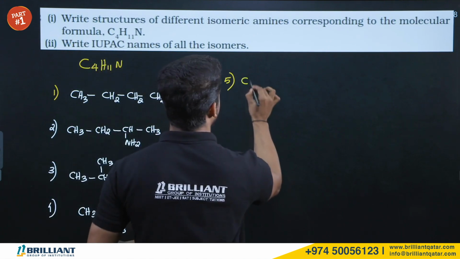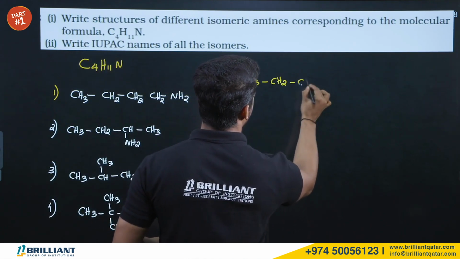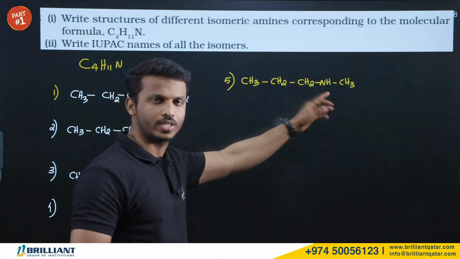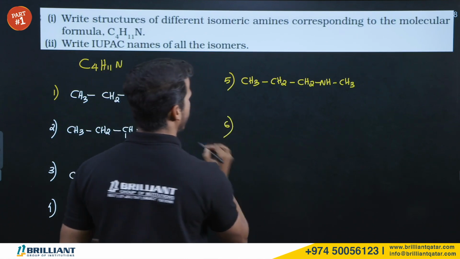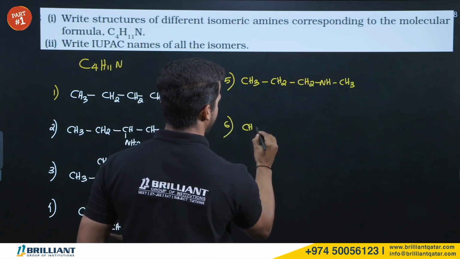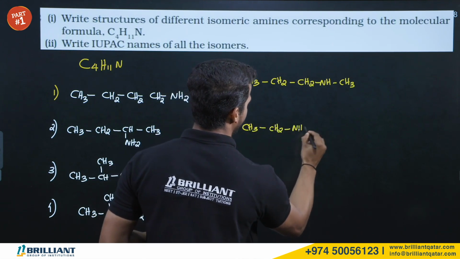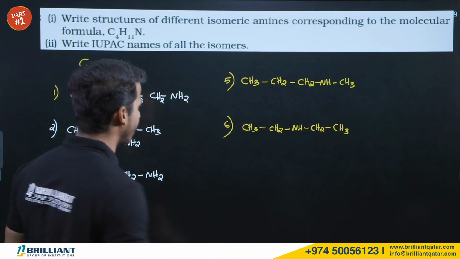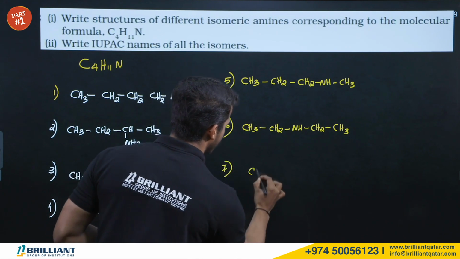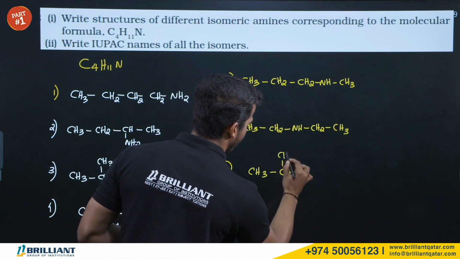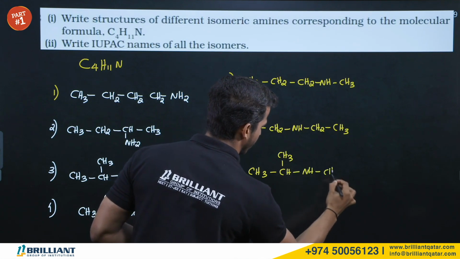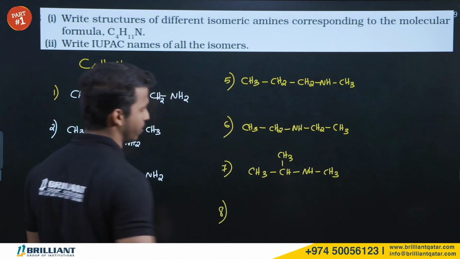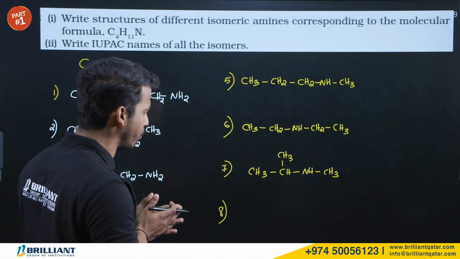How can we draw a secondary amine? CH3, CH2, CH2, NHCH3. Possible, right? The NH group is a secondary amine. Now I can draw another one, CH3. I can place the NH in the center. CH3, CH2, NH, CH2, CH3. All right, this is also possible. Any other secondary amine? Yes, the next one, CH3, CH, CH3, NH, CH3. Possible, right? CH3, CH, CH3, NH, CH3. So for secondary, a maximum of three are possible.